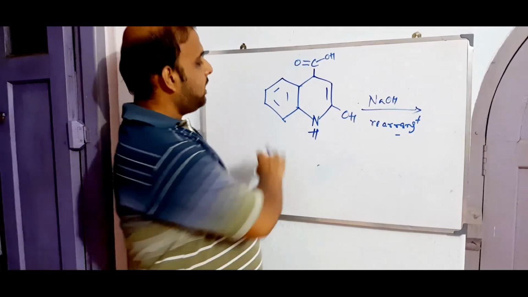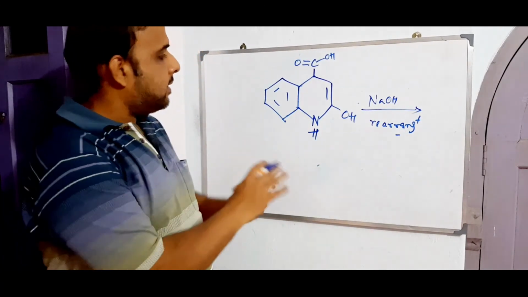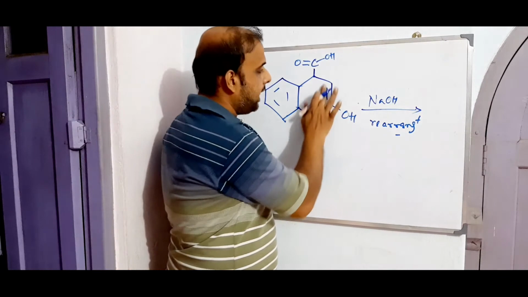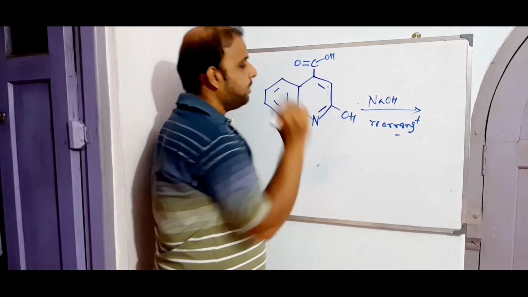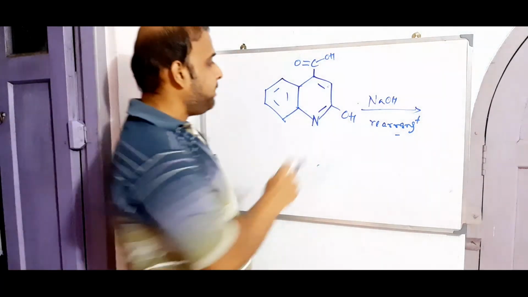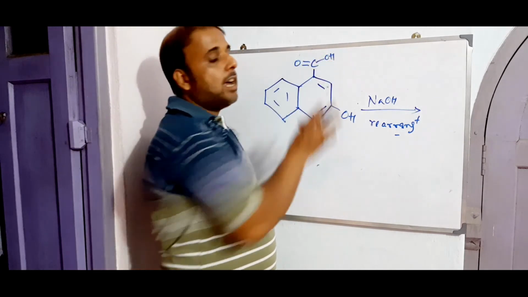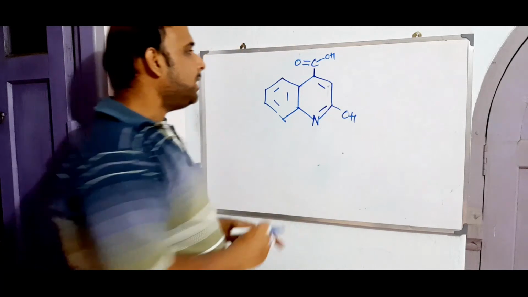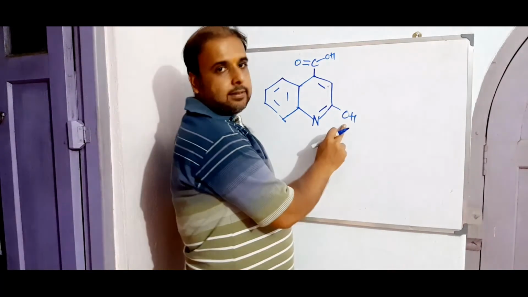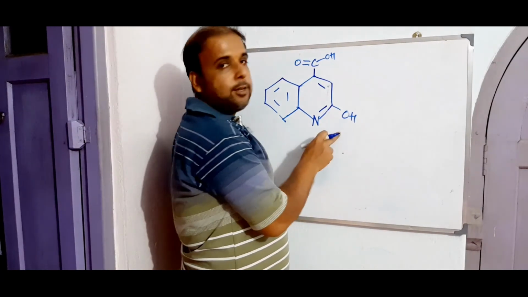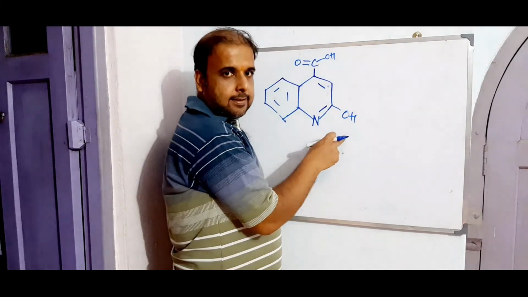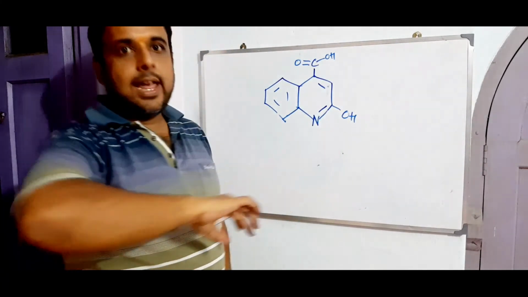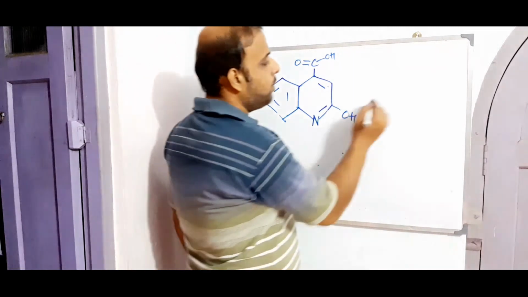So all we got is something like this. This is the thing that we got. That means 2-hydroxyquinoline carboxylic acid we are approaching. Next, we need to make this and this a halogenated derivative, right? So how is it possible?